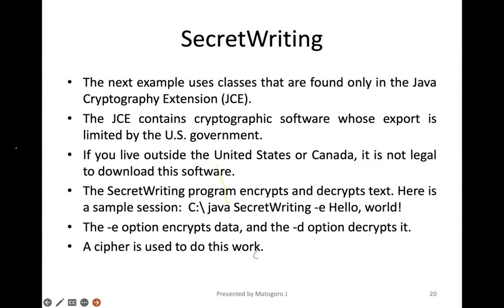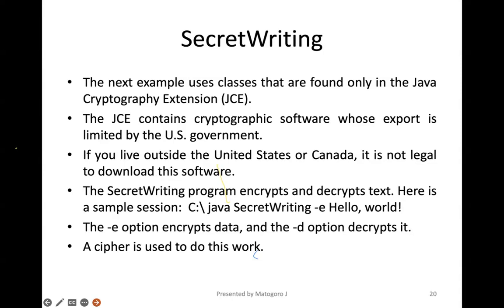So the next example uses classes that are found only in the Java Cryptography Extension, JCE. The JCE contains cryptographic software whose export is limited by the US government. But if you are living outside the US or Canada, it's not illegal to download the software. So you can just download it and play around with the application. The secret writing program encrypts and decrypts text. And here is a sample session. So you can use that.